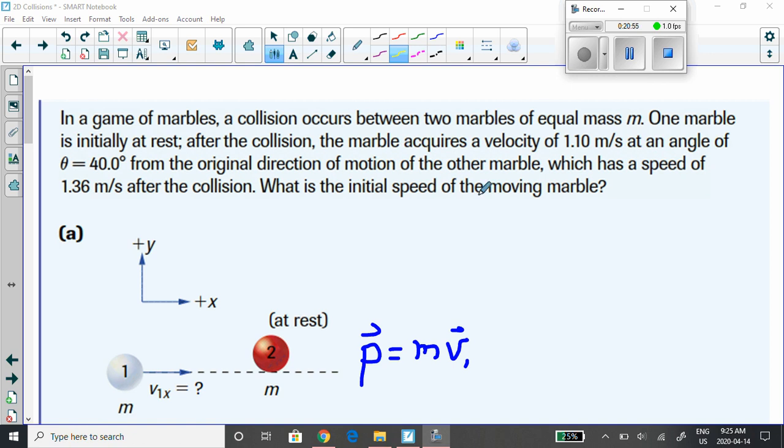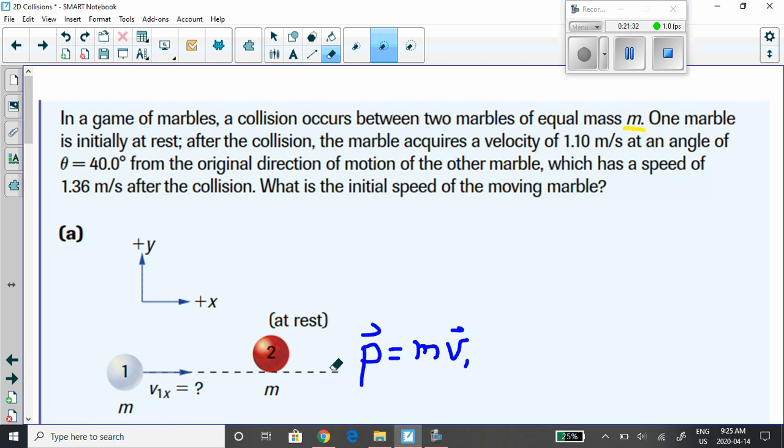So here we go. In a game of marbles, a collision occurs between two marbles of equal mass. Very important. Mass is the same. One marble is initially at rest. There it is. It's the red marble, marble 2. After the collision, the marble acquires a velocity of 1.1 meters per second at an angle of 40 degrees from the original direction of the motion of the other marble. So this takes off at 40 degrees to this original direction right here. It's shown in the dashed line there.